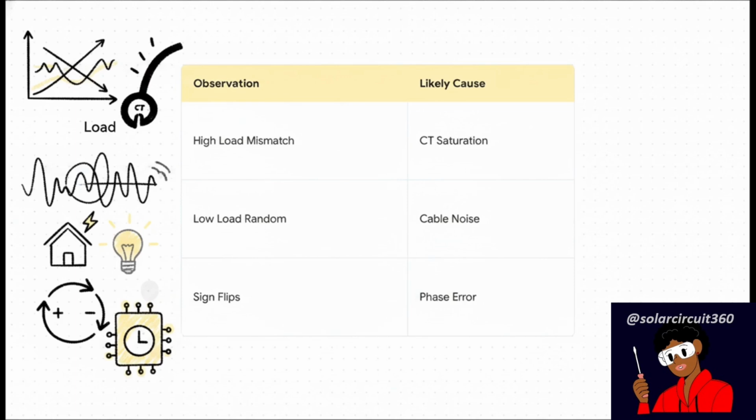If the mismatch gets worse and worse as the load gets heavier, you're almost certainly dealing with CT saturation or waveform distortion. Now, what if the divergence is totally random, but really only happens when the house is quiet and drawing a low load? Well, then you're probably looking at cable signal noise acting like an antenna. And if the divergence actually flips signs, like it shows import then suddenly export under different loads, you've likely got a phase reference error buried right there in the inverter's firmware.